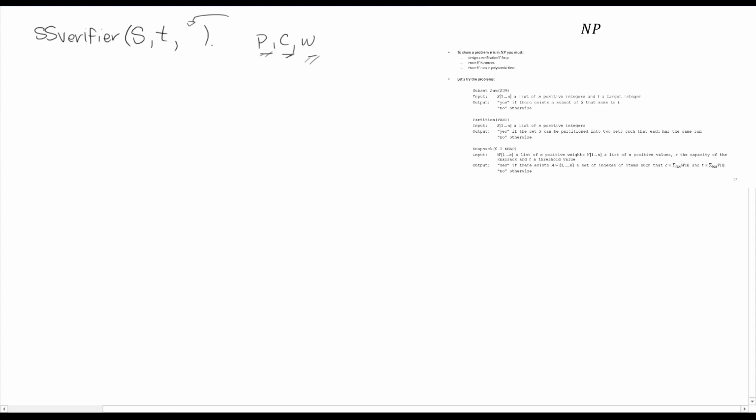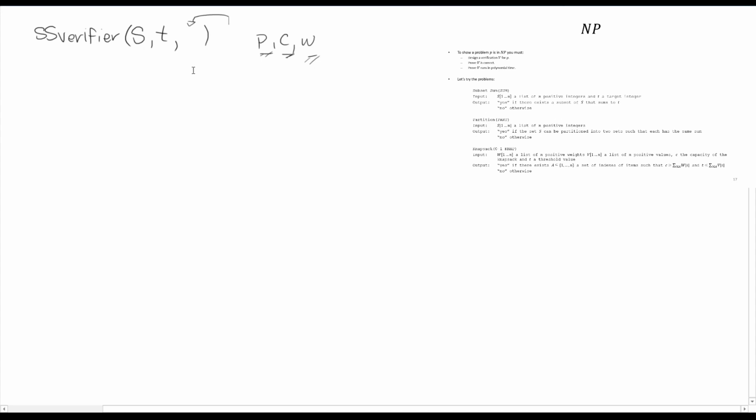Now remember, this extra piece of input, this is what we're asking from the all-knowing prover, the wizard. We want to confirm something. We want to confirm there is a subset that adds up to T. But how are we going to verify it? We need an extra piece of information. What would that be? Well, what would make it easier?